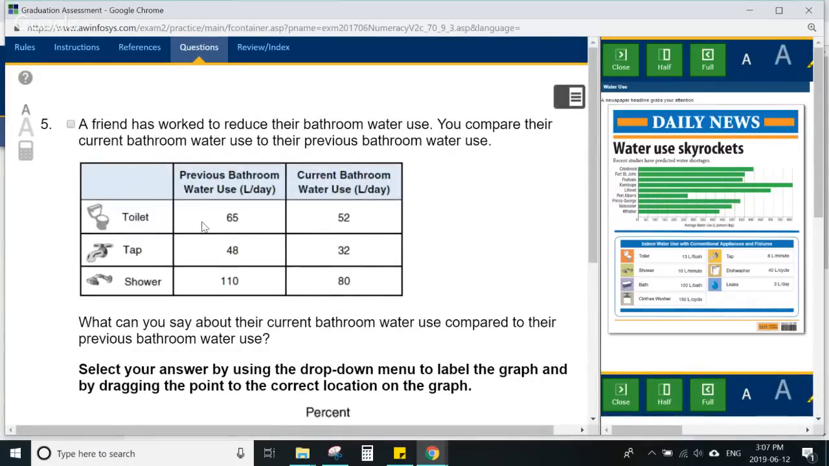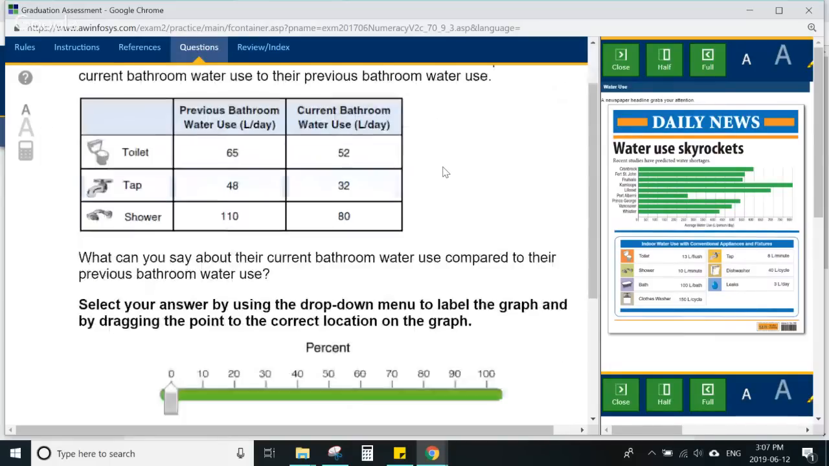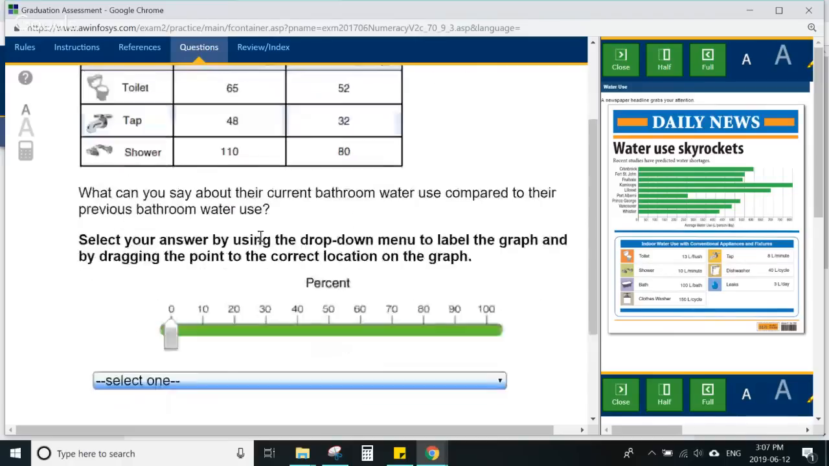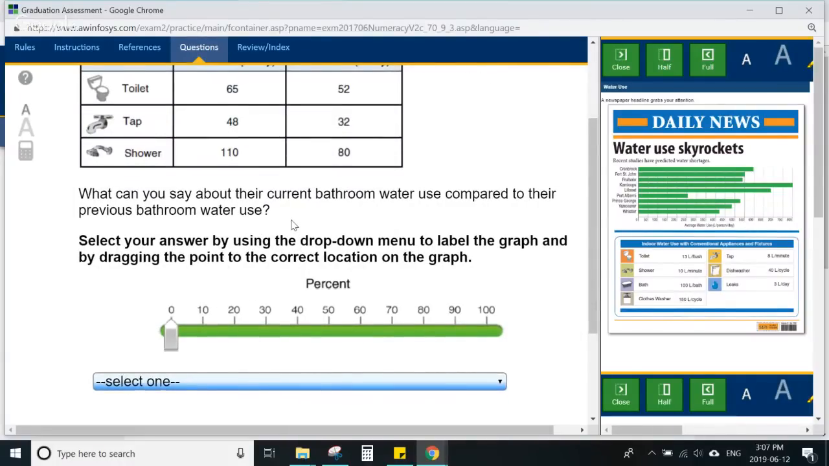A friend has worked to reduce their bathroom water use. You compare their current bathroom water use to their previous bathroom water use. You can see a reduction in the amount of toilet water use, a reduction in the tap water use, and a reduction in the shower use. Okay, what can you say about their current bathroom water use compared to their previous bathroom water use?